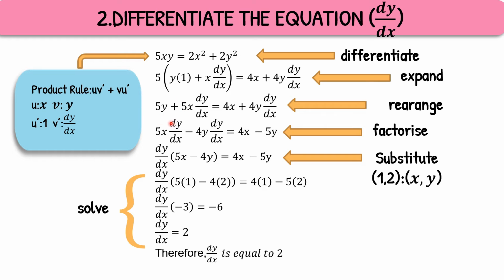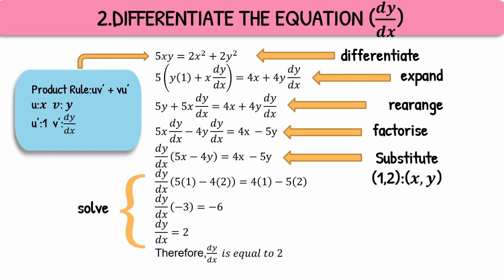Move 5y to the right hand side and 4y dy over dx to the left hand side. Next, factorize the left hand side and continue by substituting x equals 1 and y equals 2 into the equation. And finally, the value for dy over dx at point (1, 2) is 2.